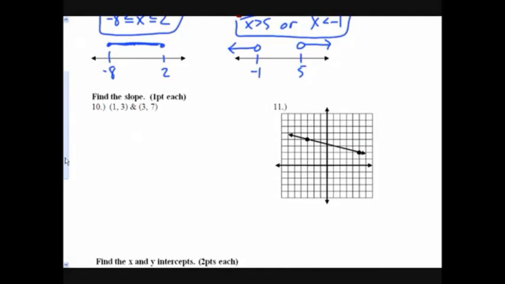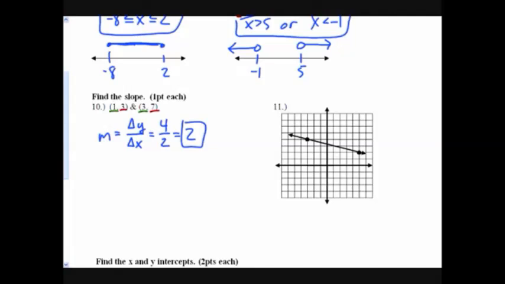For the next one, I want to find the slope, and you can either use your slope formula, or you can do change in y over change in x. I'm going to do change in y over change in x. If I look at the y values, y was a 3. Now it's a 7. It has gone up 4, so I put a positive 4 down. And then I look at the x values. X was a 1. Now it's a 3. It's gone up 2, so I put a positive 2 down. So my slope is 2.